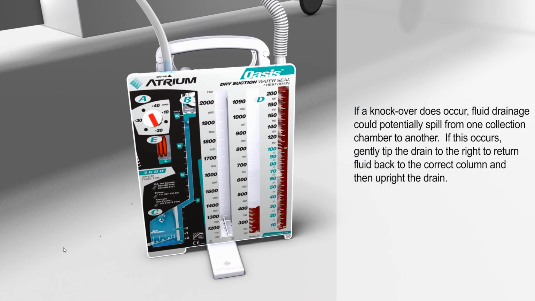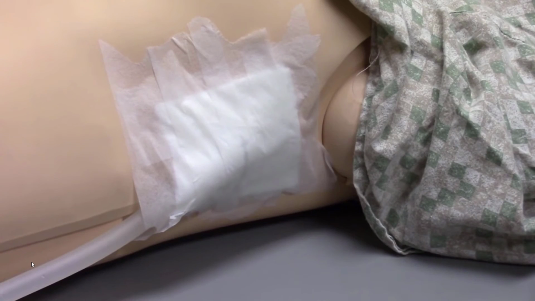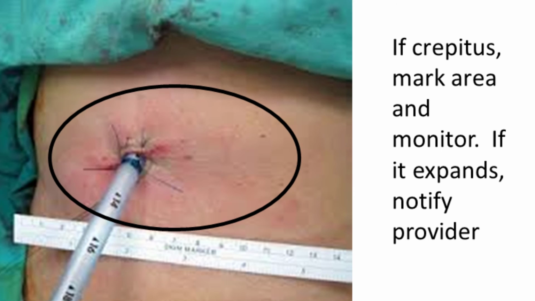It's important to palpate the area around the chest tube dressing for subcutaneous emphysema, sometimes called crepitus. If it's identified, be sure to mark that area and notify the provider if it expands.